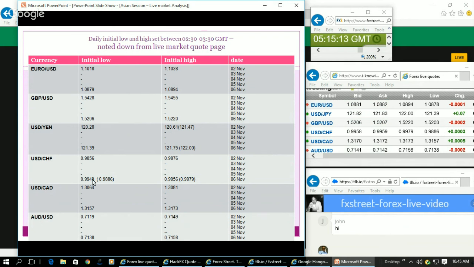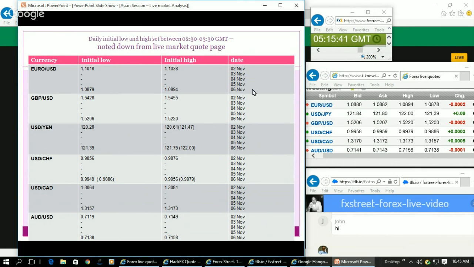Then in the case of CHF, 99.49 is the low, but actually here it's showing yesterday's low 98.86. And 99.49 is the low, and currently it is trading around 99.58, and 99.56 is the high. They just breached that and gone above 99.56 and gone to the 99.58 and 59 level.